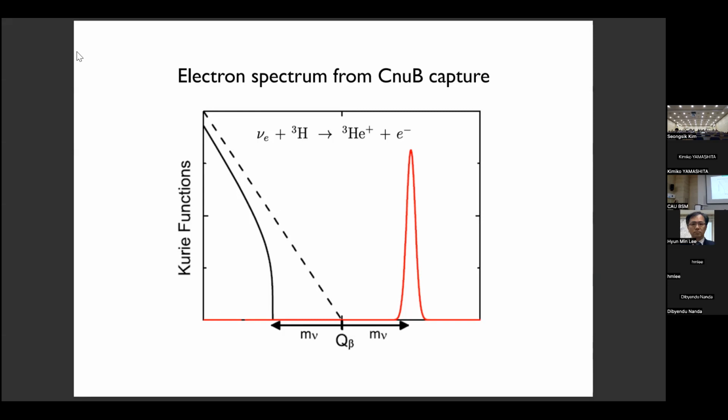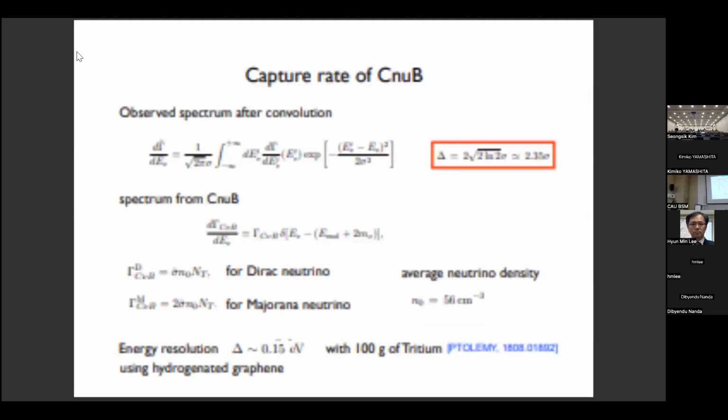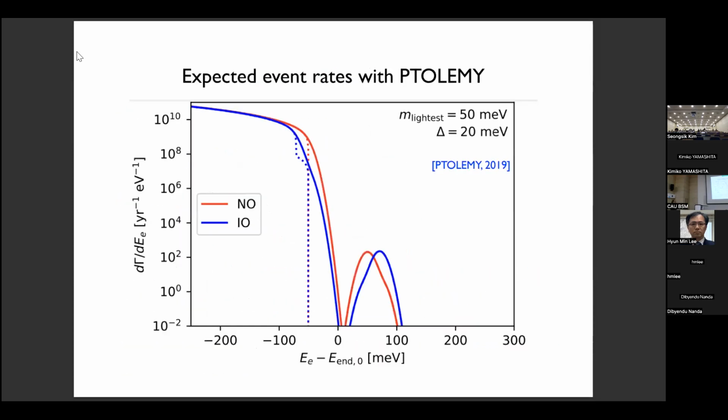But to observe this, the mass is now smaller than 0.8 electron volt, so the resolution should be much better than the mass of the neutrinos. So still we didn't see anything in the experiment because the resolution is not good enough. But in the future, some people suggest a PTOLEMY-like experiment with better resolution, for example 20 milli-electron volt, so 0.02 electron volt. Then maybe we can measure this spectrum for a neutrino mass around this value.